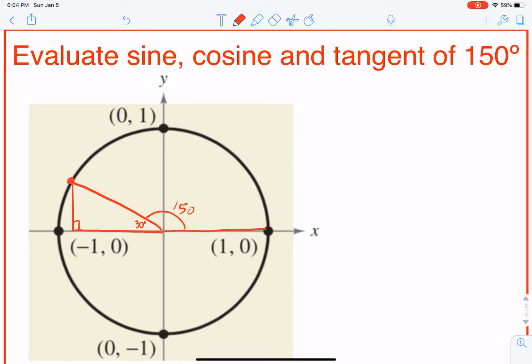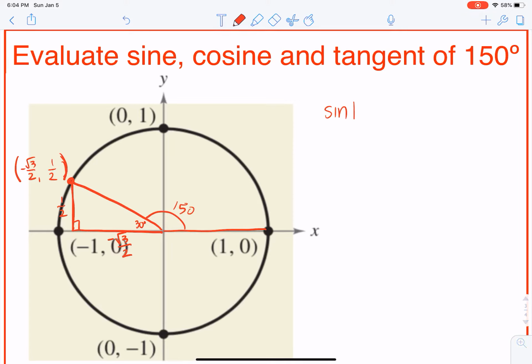And here's my right triangle. So knowing that this is going to be negative square root of 3 over 2, this side will measure to be 1/2. So let's go ahead and fill in my coordinates here. I can say that my x-coordinate is negative square root of 3 over 2, and my y-coordinate is 1/2.